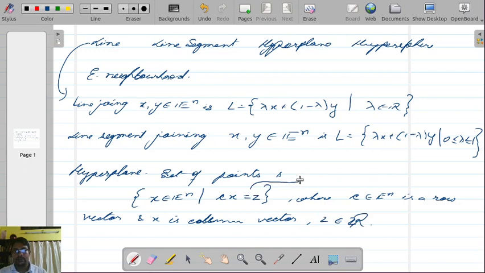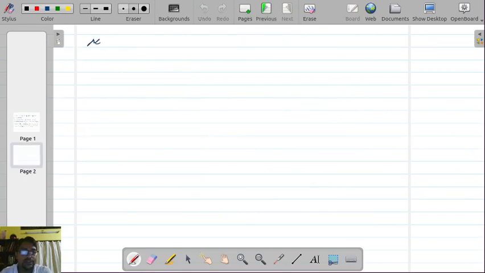In the expanded notation I can write the set of all those points which satisfy C1 x1 plus C2 x2 plus dot dot dot up to Cn xn equal to z. The set of points which satisfy this equation is said to be a hyperplane. Next we have seen the definition of a hypersphere.